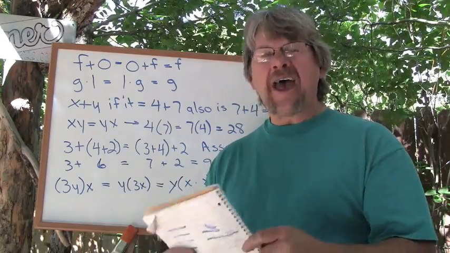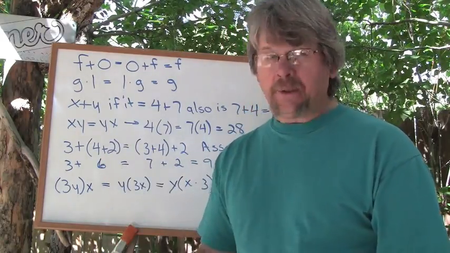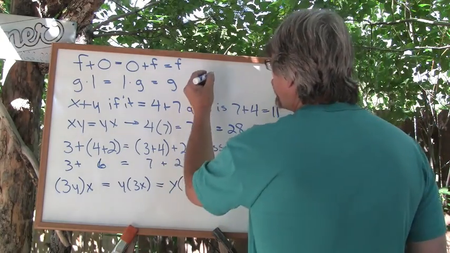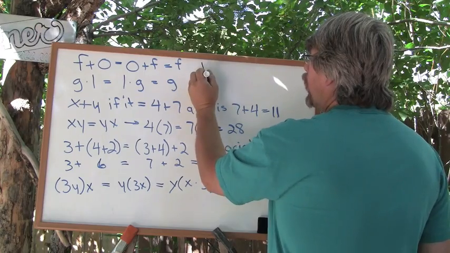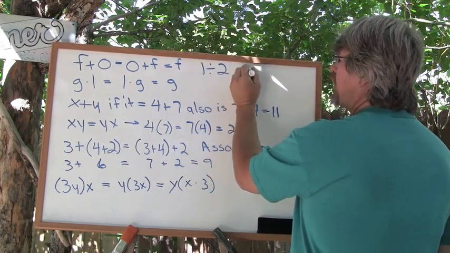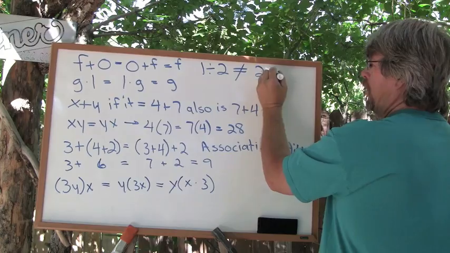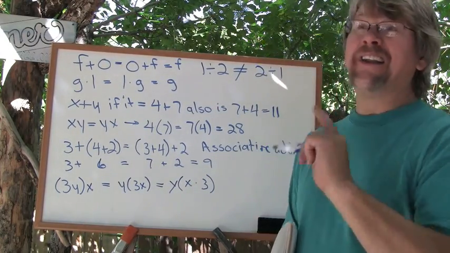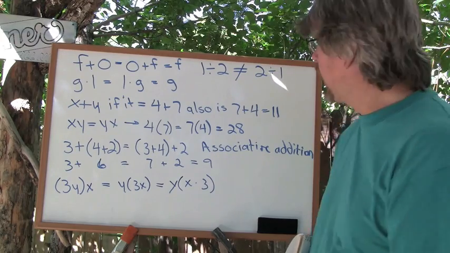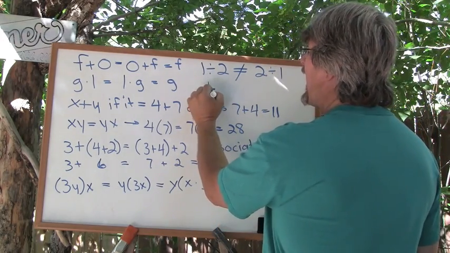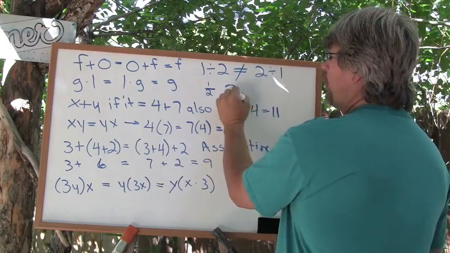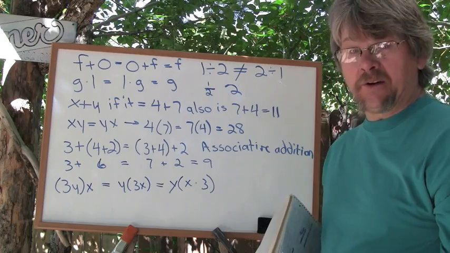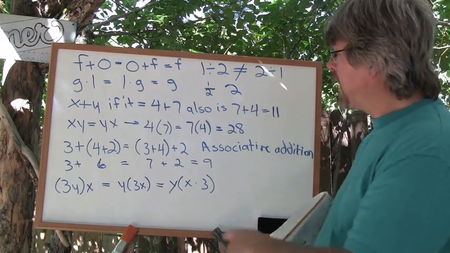Just remember, addition and multiplication. And it makes sense. We absolutely know that 1 divided by 2 is not equal to 2 divided by 1. Those two are not equivalent. We can see that 1 divided by 2 is 1/2, but 2 divided by 1 is 2. They are reciprocals of each other, however. That's very interesting, but they're not equal.